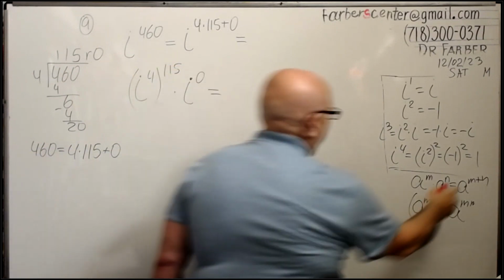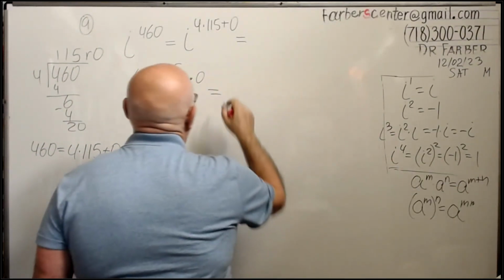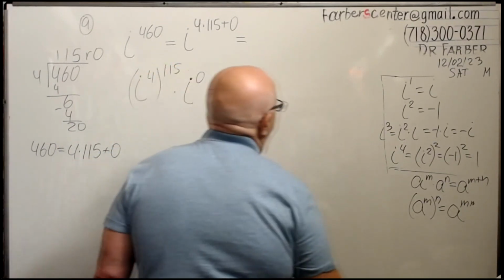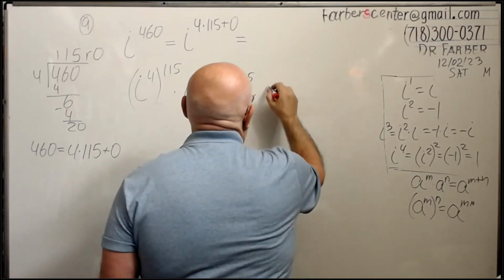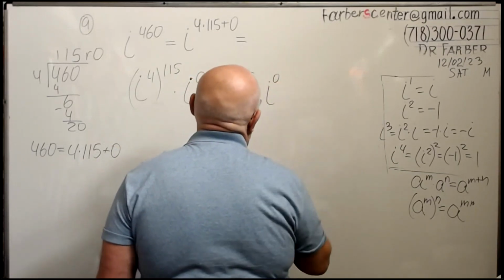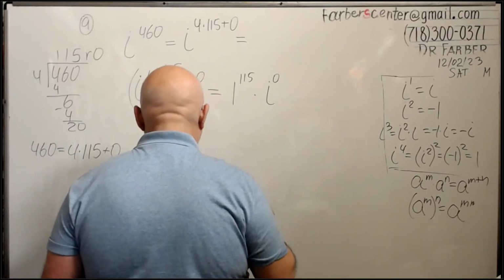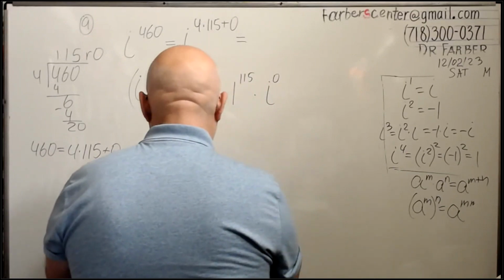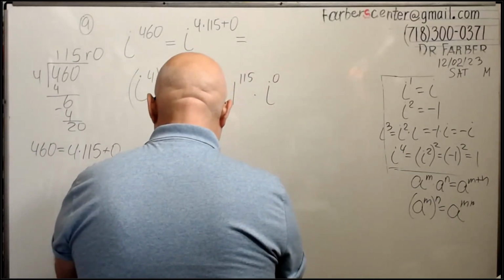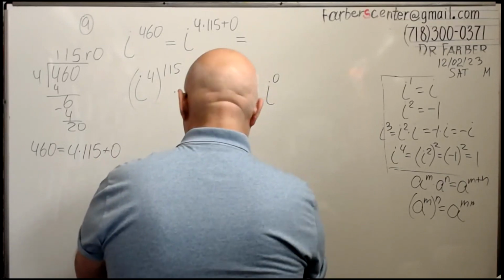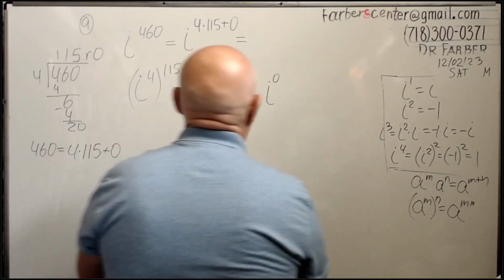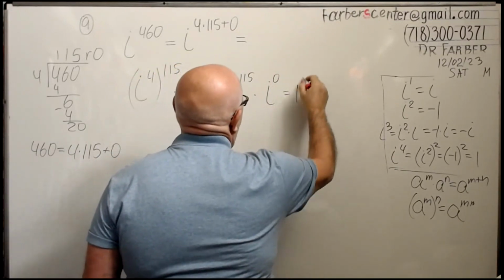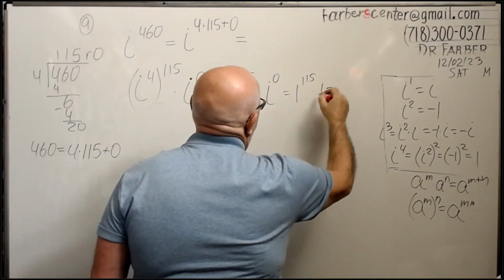i to the power 4 is 1, so it equals 1 to the power 115. Multiply i to the power 0. i to the power 0 is 1. Any value to the power 0 is 1. And they ask you to find what in this case? They ask you to find the value of this, right? Simplify. So it's the same as 1 to the power 115 times 1, which is 1.